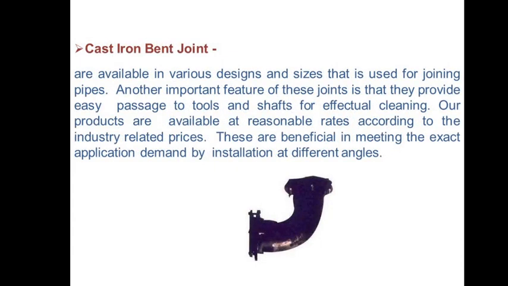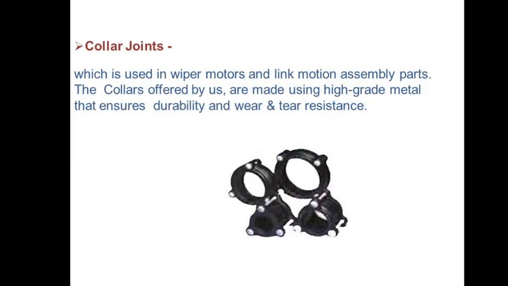Cast iron bend joints are available in various designs and sizes and are used for joining pipes. Another important feature of these joints is that they provide easy passage to tools and shafts for effective cleaning. Our products are available at reasonable rates according to the industry's related pipes. These are beneficial in meeting exact application demands by installation at different angles. Then collar joints, which are used in wiper motors and link motion assembly parts. The collars are made using high-grade metal and ensure durability and wear and tear resistance.